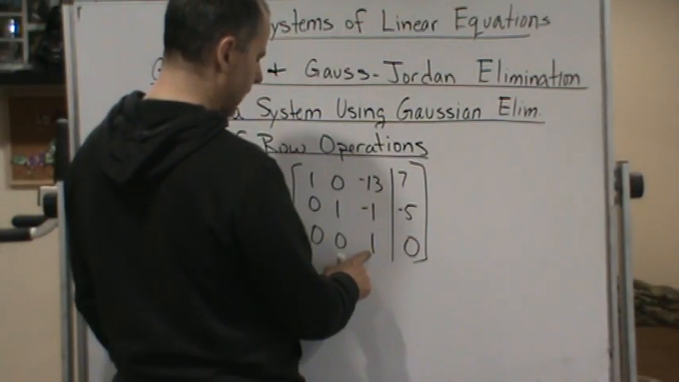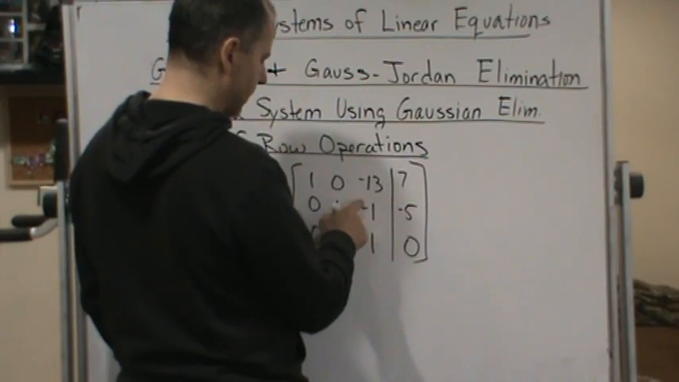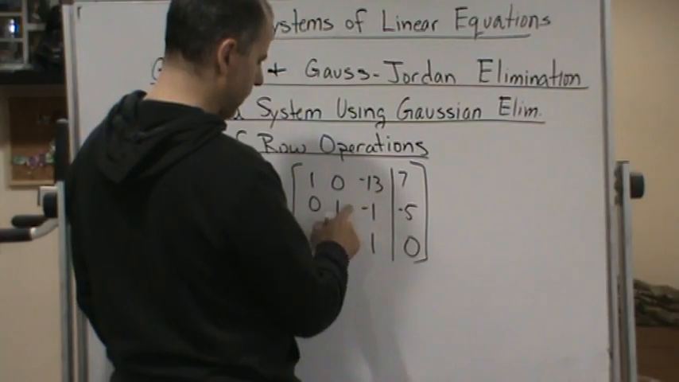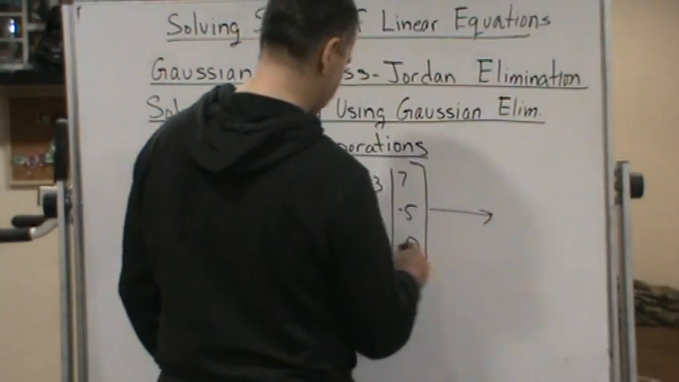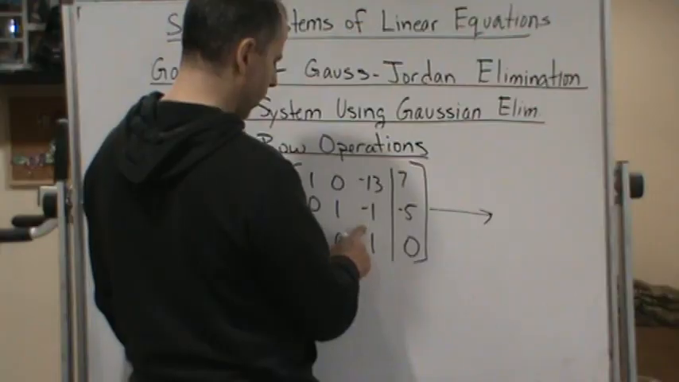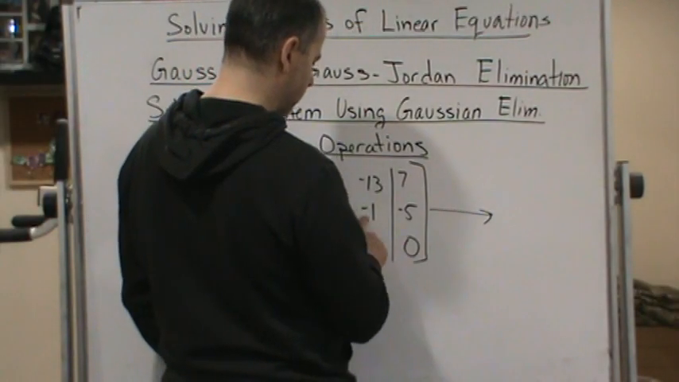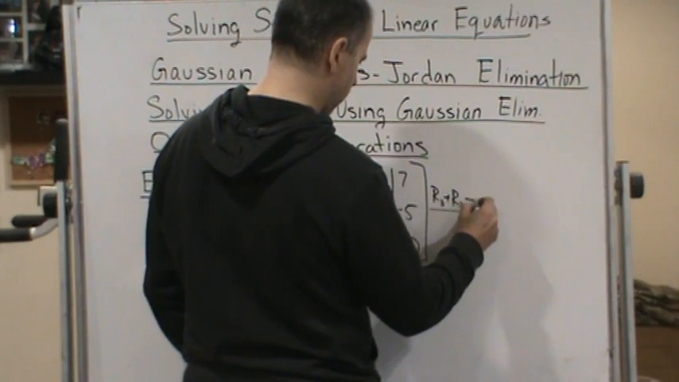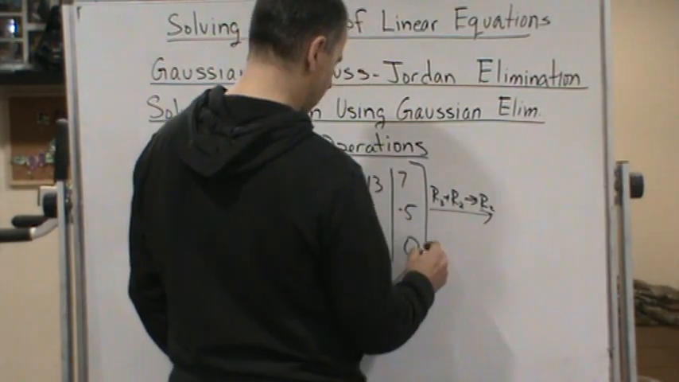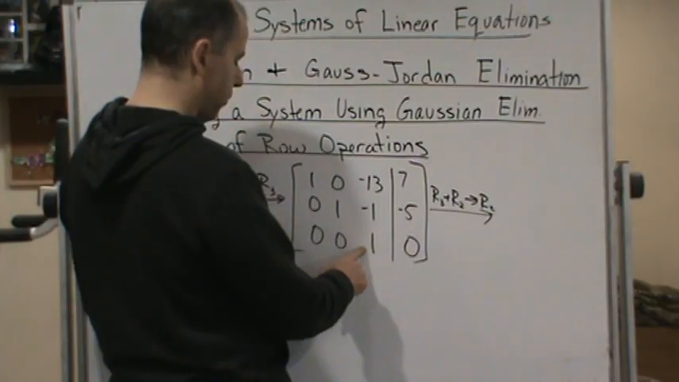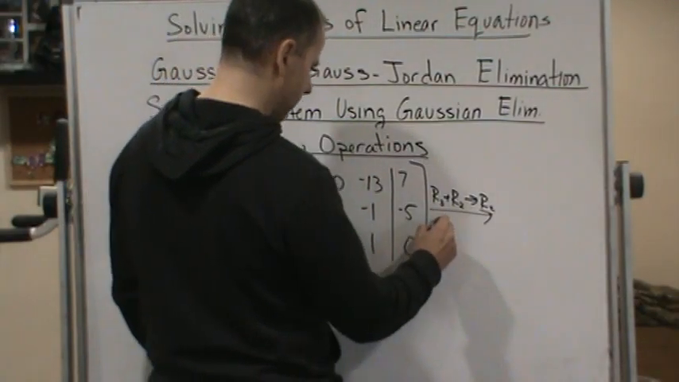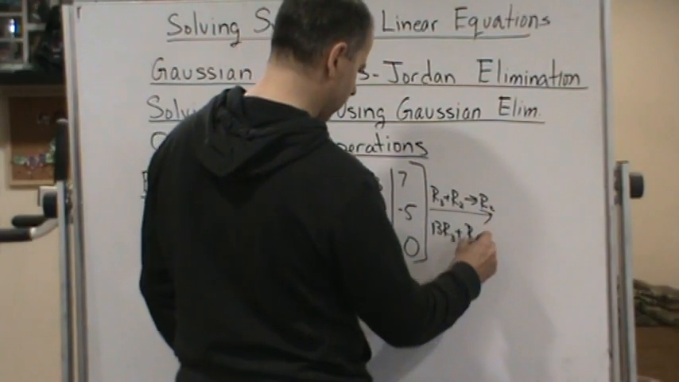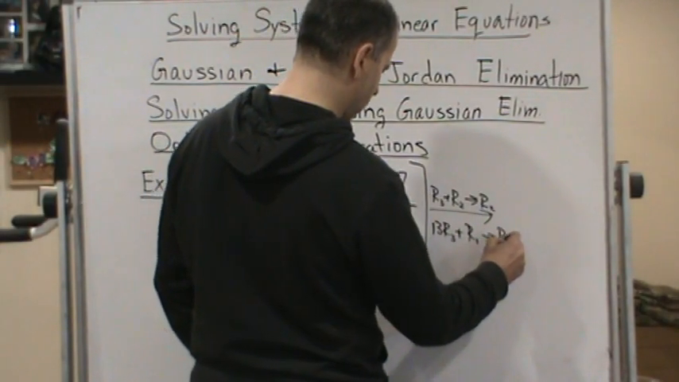So here now, the last step is now we want to change these to zeros. Now we're going to use row 3 to change these two entries into zeros. Okay, so now we're going to do what? Easy. Row 3 plus row 2. So we're going to do row 3 plus row 2 and replace row 2. And then we're going to do 13 times row 3 plus row 1 and replace row 1.